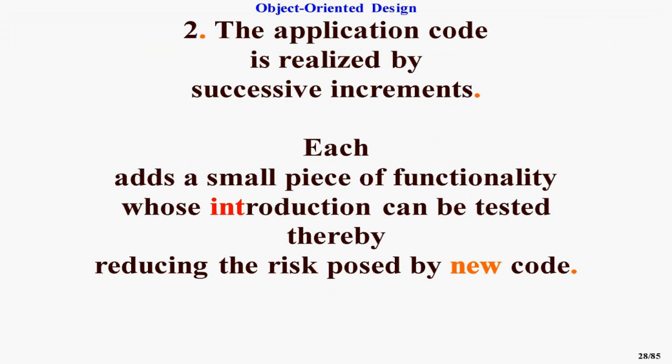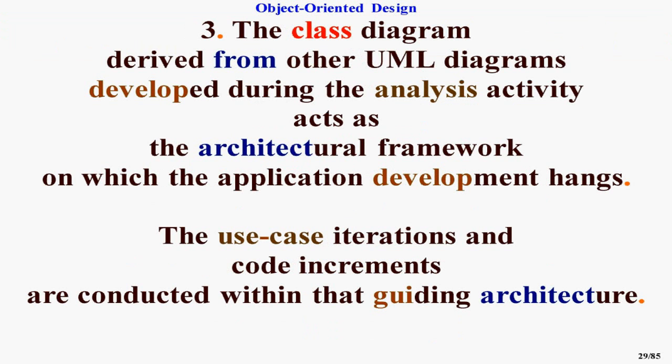2. The application code is realized by successive increments. Each adds a small piece of functionality whose introduction can be tested, thereby reducing the risk posed by new code. 3. The class diagram derived from other UML diagrams developed during the analysis activity acts as the architectural framework on which the application development hangs.